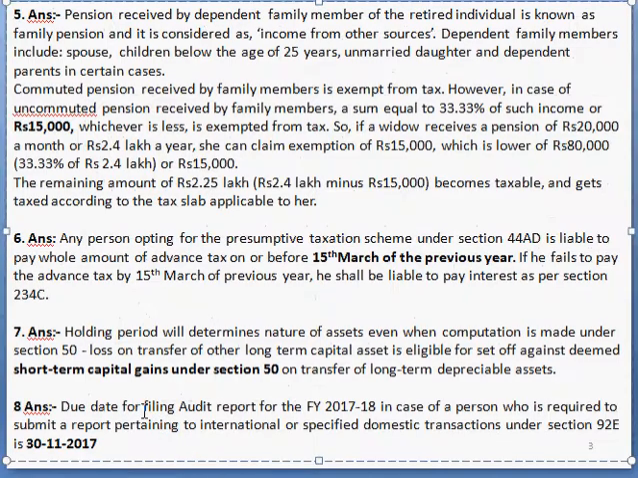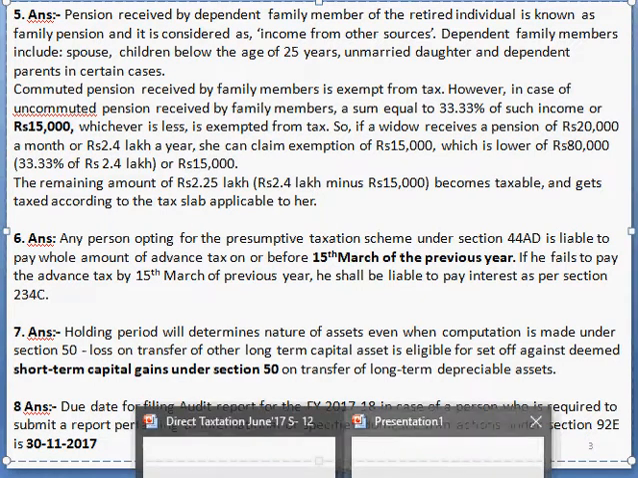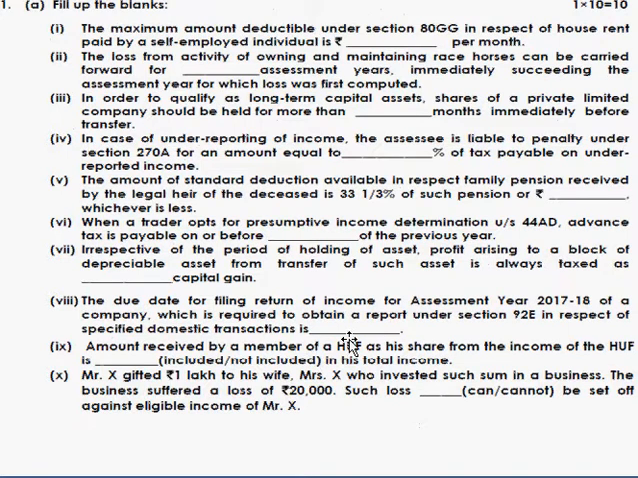So let's see, the due date of filing an audit report of financial year 2017 in case of a person who is required to submit a report pertaining to a specified domestic transaction under section 92E is 30th of November. What will be the due date to file the audit report of a specified domestic transaction? 30th of November 2017. So the answer will be 30th of November 2017.